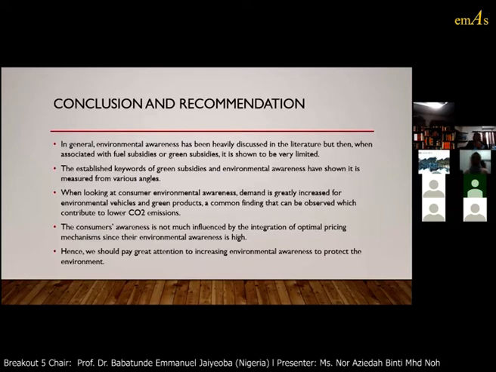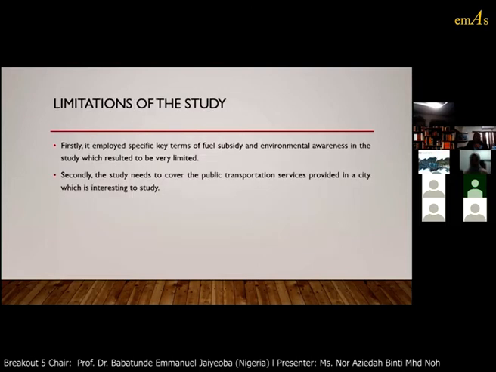Hence we should pay great attention to increasing environmental awareness to protect the environment. There are 2 limitations of the study. First, employing specific key terms of subsidy and environmental awareness resulted in the study being very limited. The study needs to cover the public transportation services provided in the city, which is interesting to study.